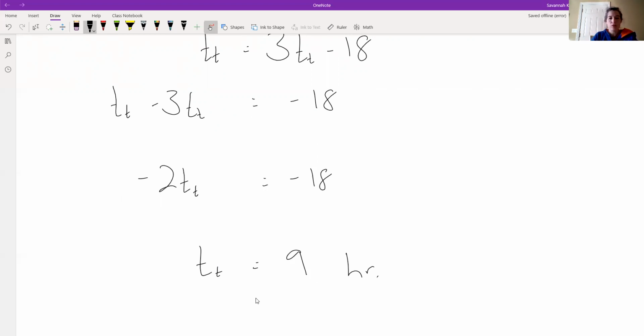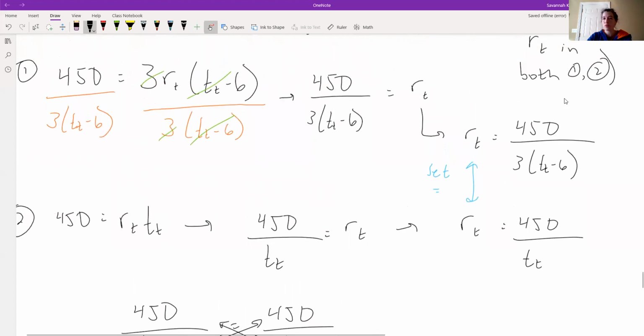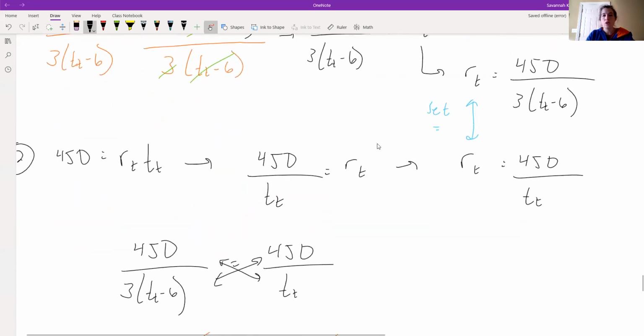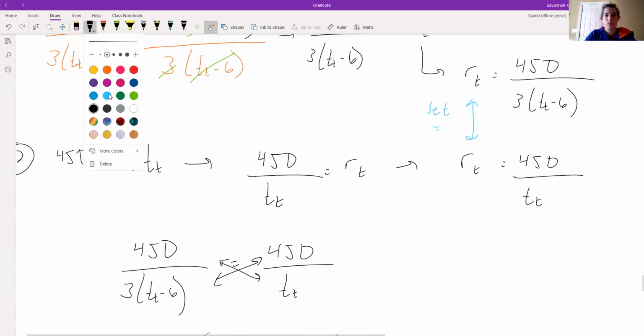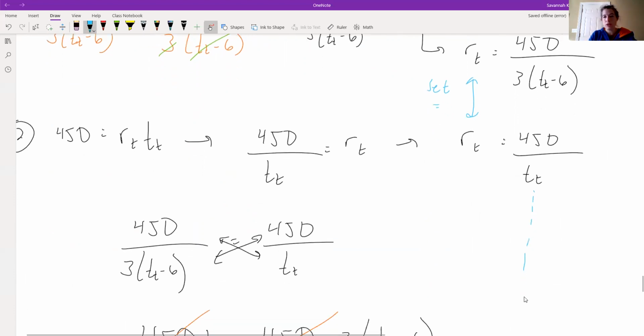So 9 hours. They were actually asking about the rate of the truck, not the time of the truck. But this is what happens, okay, so R of T, this is one of the weird things about proportion problems. Because you have two separate things that you're setting equal, you know you're after R of T. When you isolate R of T in both, it's actually going to disappear, but that's okay because we know that we have a couple of really nice equations here.